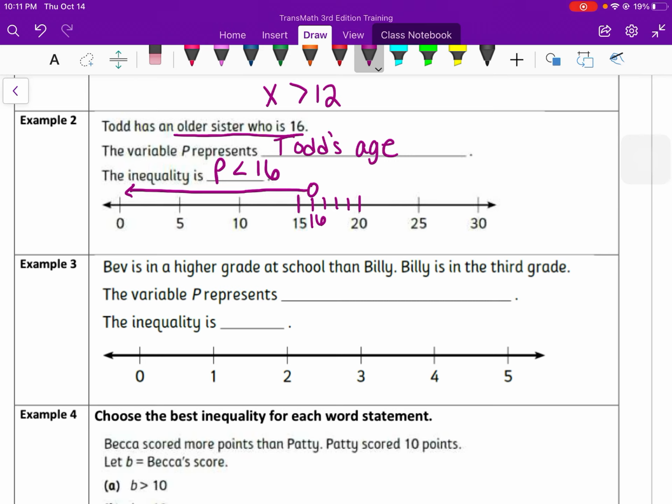We'll talk about compound inequalities. We'll actually stop the inequality there. But P less than 16 is graphed like that.